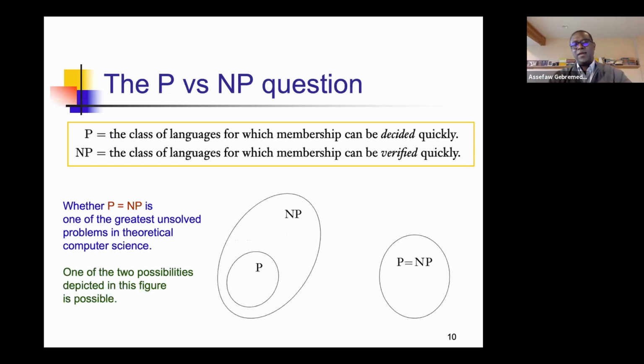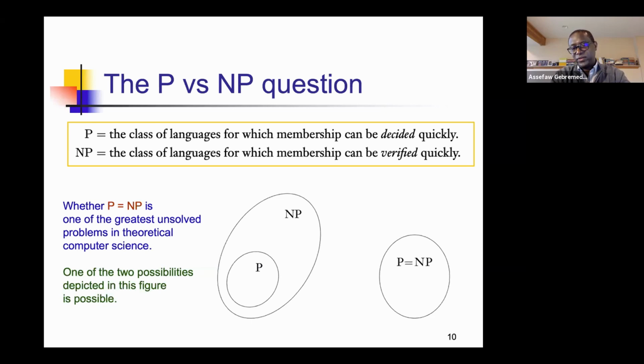Now, this is the place where I left you last time. This is the place where I said, if you want to make a lot of money, solve this problem. It's an open one. Nobody knows the answer. First, the yellow box is telling us what these classes really mean. P is the class of languages for which membership can be decided quickly. By quickly, we mean polynomial. NP is the class of languages for which membership can be verified quickly. By quickly, we mean polynomial. These are the two classes. And the world is either the egg-shaped thing on the left or this circle-ish thing on the right. Either P is contained within NP and they are not equal, or they just collapse and they are equal.